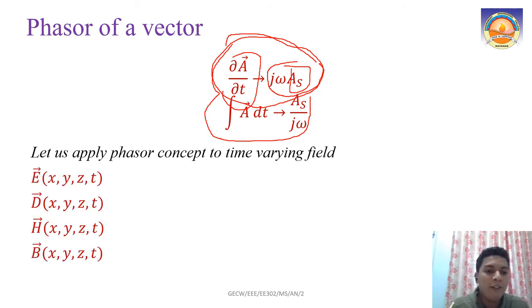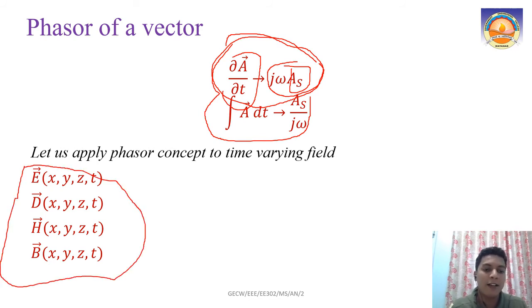Our time varying field quantities in Maxwell's equations are E, D, H and B. E is the electric field intensity, D is the electric flux density, H is the magnetic field intensity, and B is the magnetic flux density. These all are now varying with respect to space as well as time. We are now in time varying fields, so we are going to apply this.